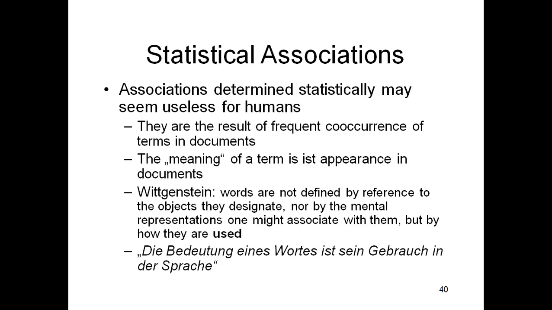And this is very close to what the language philosopher Wittgenstein says. The meaning of a word is its use in language. This is exactly what we do here. The use is the distribution over documents. That's what we use for the meaning of a word, to calculate similarities. We don't know anything about the real meaning, what we as humans would call meaning. Okay.